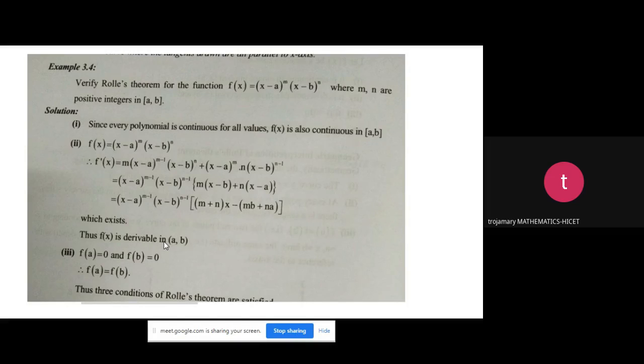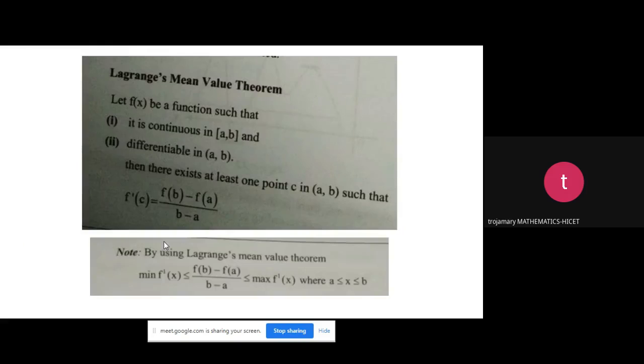Okay, this is Rolle's theorem. Then Lagrange's mean value theorem. The first two conditions are the same. It is continuous on the closed interval [a, b] and differentiable in the open interval (a, b). Then there exists an element c such that, for Rolle's theorem, f dash of c equals 0. But in the mean value theorem, f dash of c equals f of b minus f of a by b minus a. Okay, f of b minus f of a by b minus a.